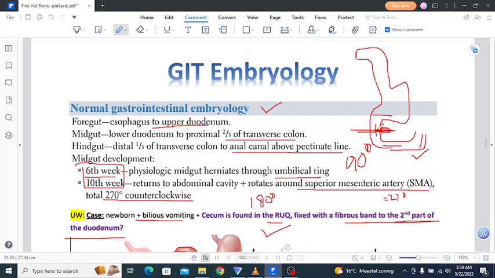Above this papilla, we have foregut, and below that we have the midgut. So this is the demarcation between foregut and midgut. I just wanted to highlight that point. Now let's move forward.